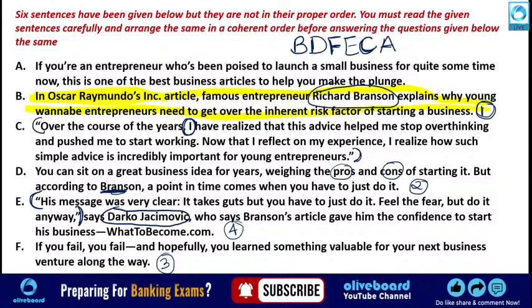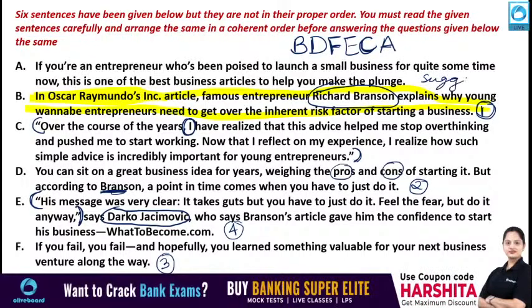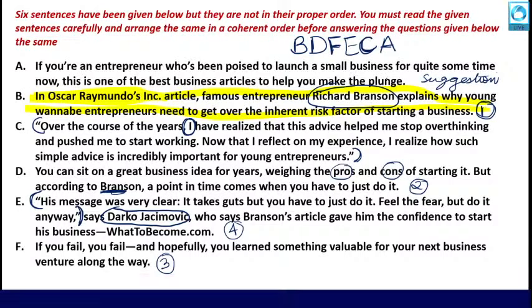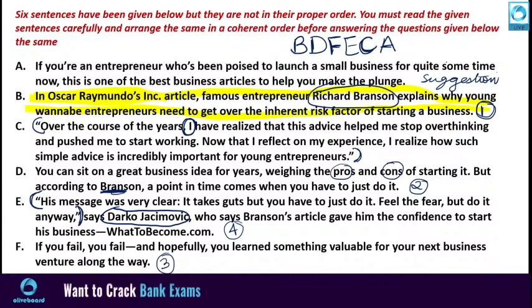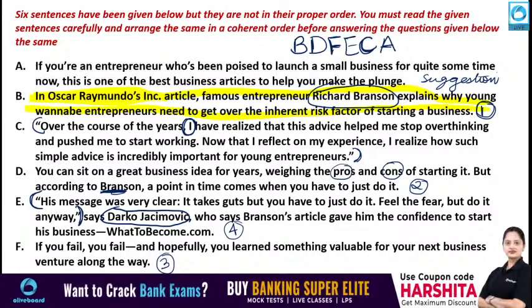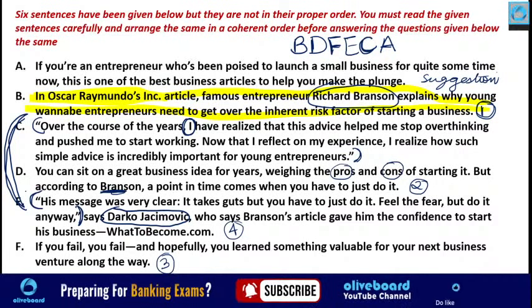So, if you are an entrepreneur, the last one is a suggestion also. Usually we give feedback or suggestion in the end. If you are a businessman, okay, if you want to launch a small business, this is one of the best business articles to help you make the plunge, to help you start with it. So, in the end, we give a suggestion in A. And remember the lines that are written here, guys, after F, E and C, are written in inverted commas by the writer. Exactly what he says. Okay, about his business, how Richard Branson inspired him to start.